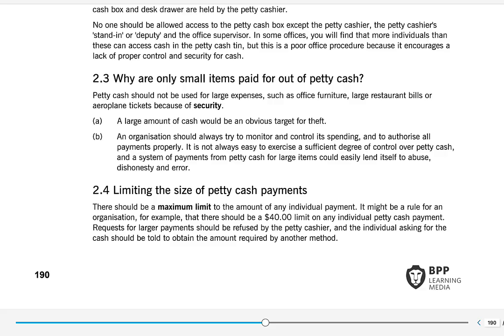Example 3. A person asks for $45 for a business expense. If the limit is $40, we do not pay it from petty cash. Even if it is only $5 more, the rule still applies. Final message to remember. Lesson 2.4 teaches one clear rule. Petty cash is for small payments only, so we must set a maximum limit for each payment, and anything above the limit must be paid using another proper payment method.